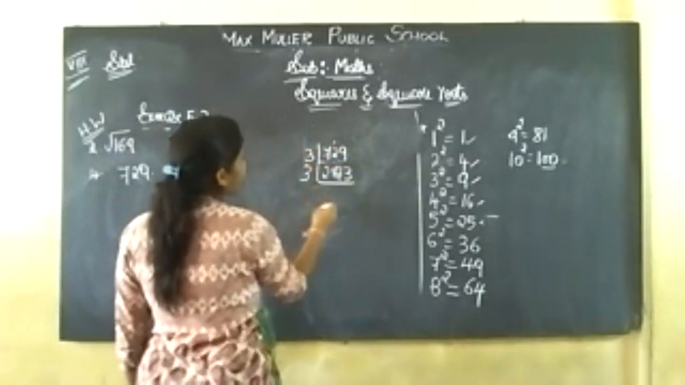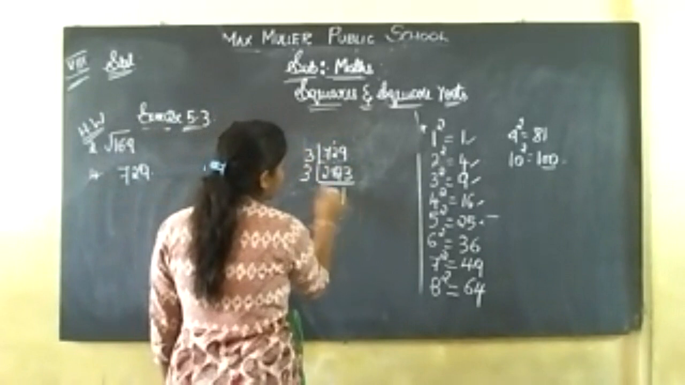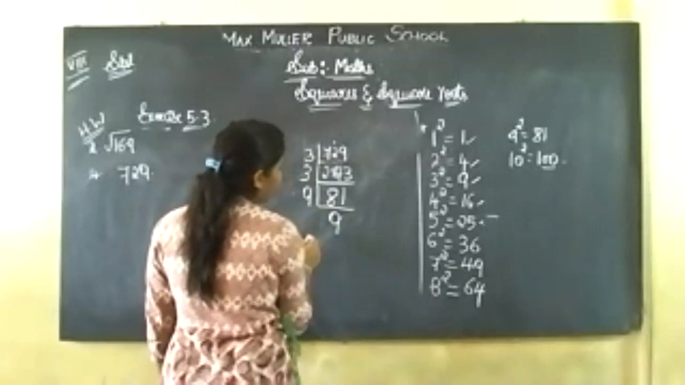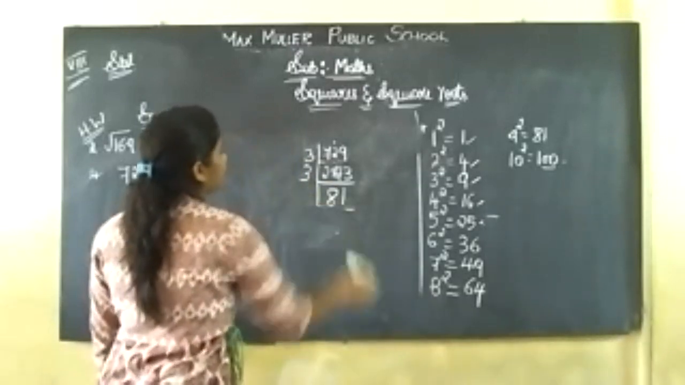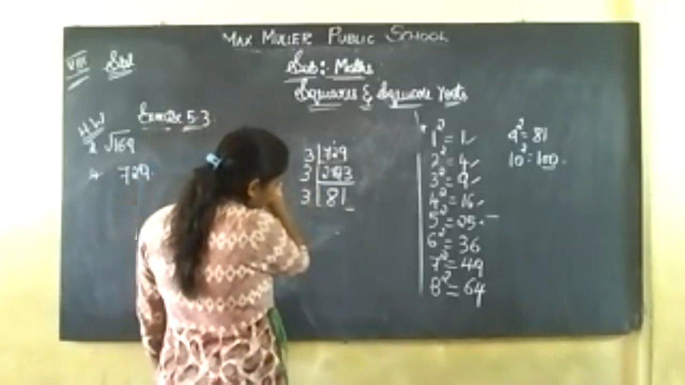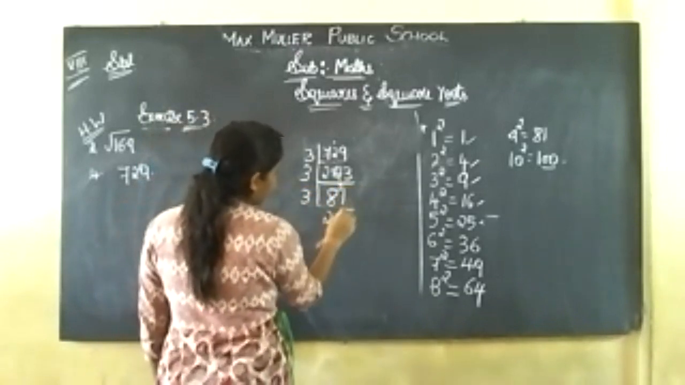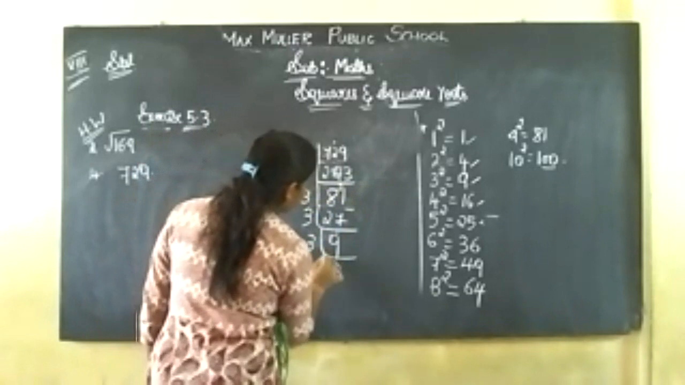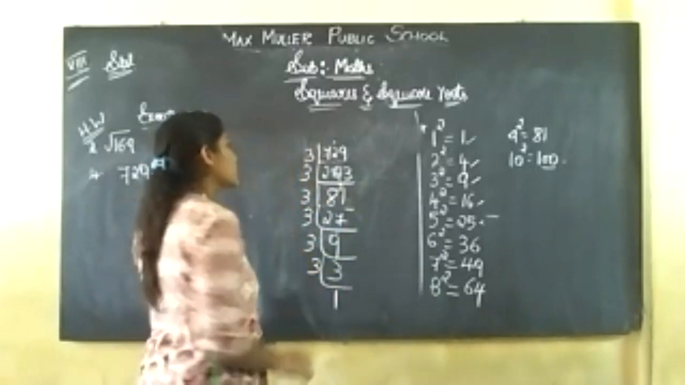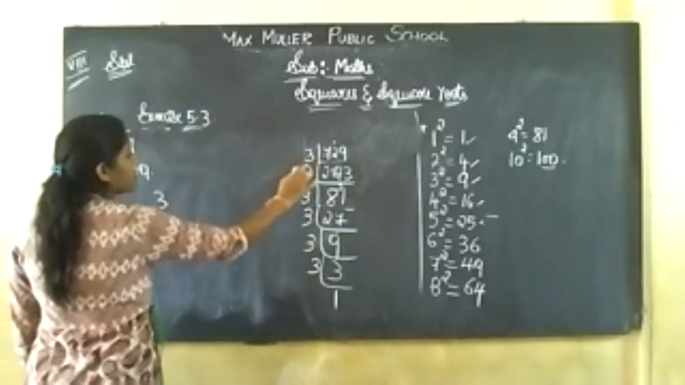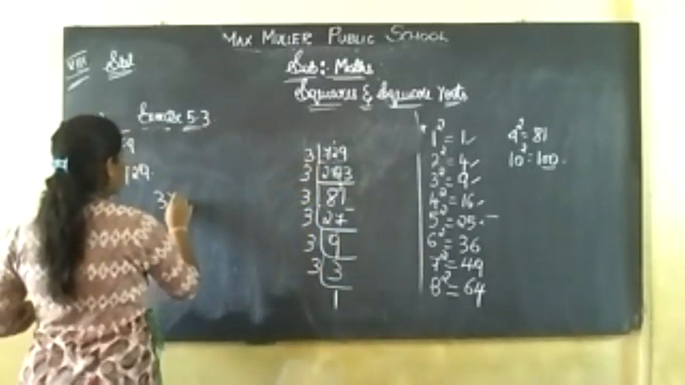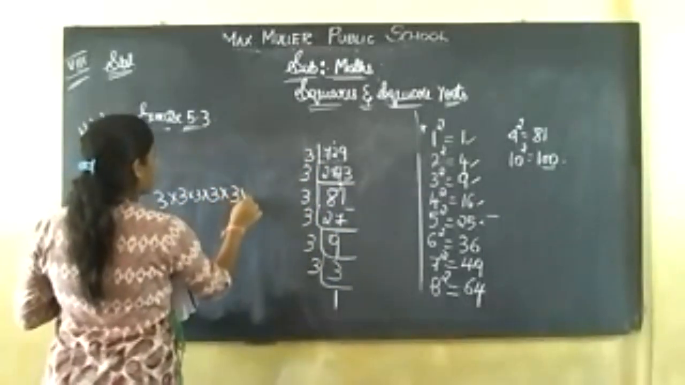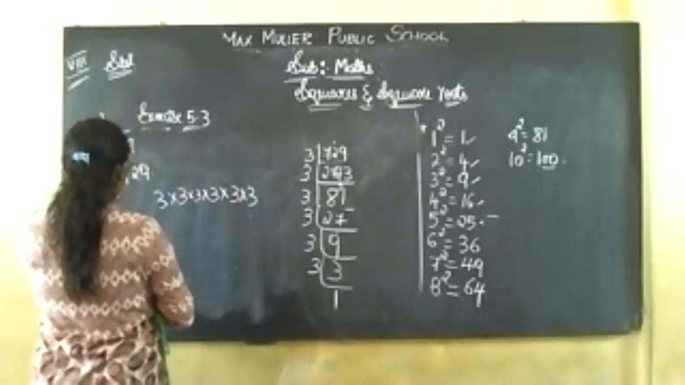Again with 3. 3 8s are 24, and 3 1s are 3. Now, directly with 9. 9 9s are 81. Or else you can do it with 3 also. That is 3 2s are 6, 2 carry, 3 7s are 21. 3 9s are 27. 3 3s are 9, and 3 1s are 3. So here, how many times? 1, 2, 3, 4, 5, 6 times. You have solved 6 times.